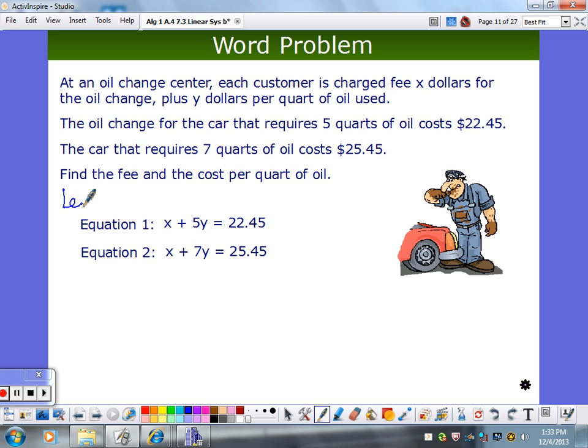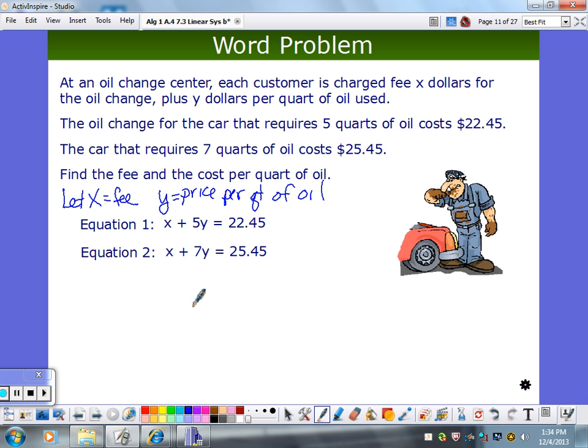Now with these, you need a let. Let X be that fee, which is I guess like a labor fee, and let Y be the price per quart of oil. Now I came up with these equations. Tell me how I did that. Claire, how did that happen?